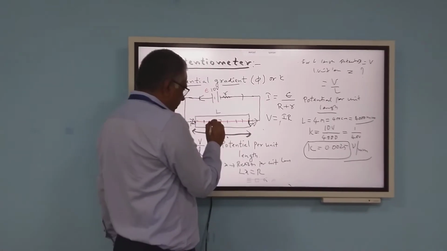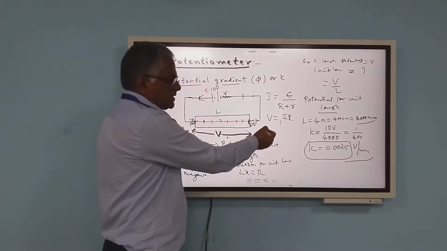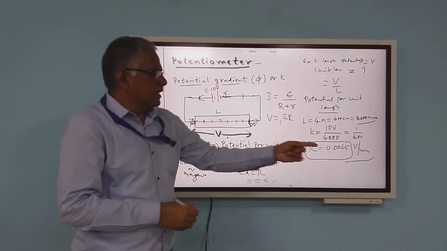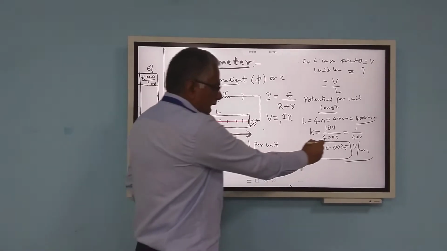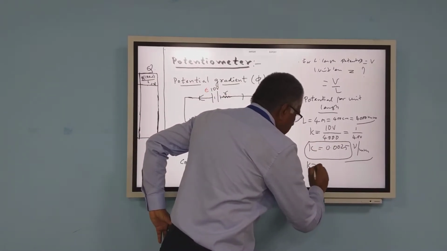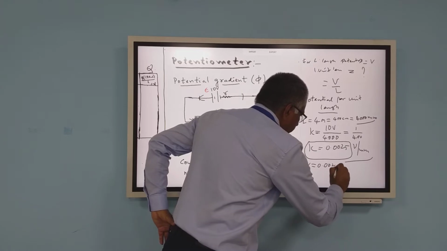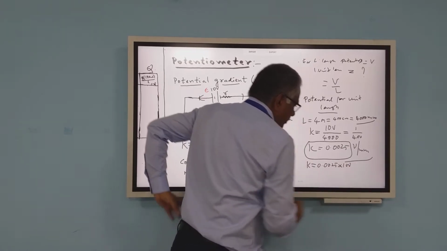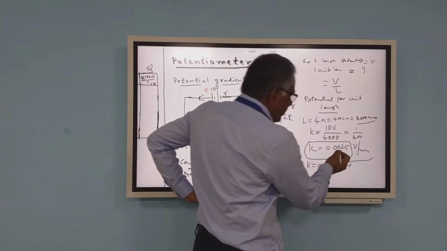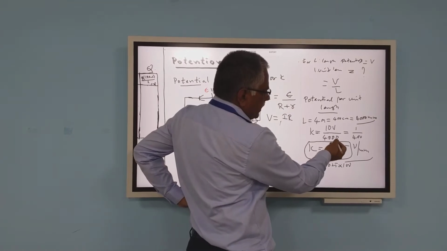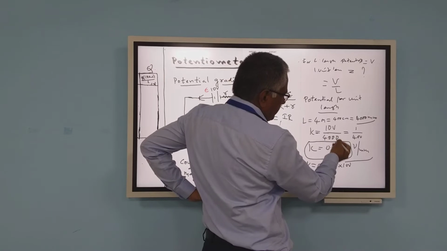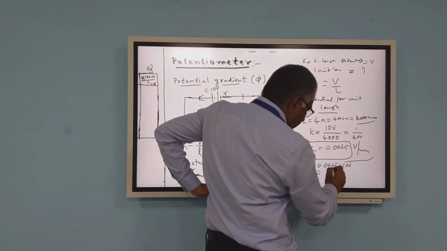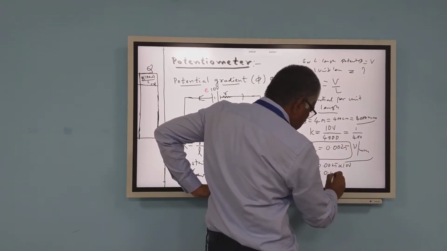Suppose I go for 10 centimeters, how much? For 100 centimeters, how much can we get? Suppose I go along 100 centimeters of wire, what is the potential drop? 100 into K, where K is 0.0025, into 100, which is equal to 0.25.